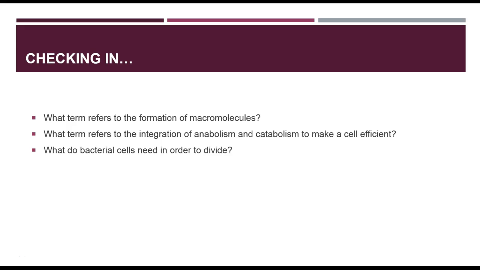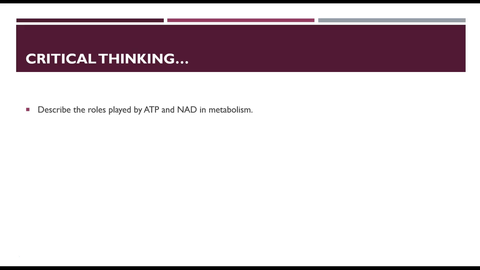And that is the end of mini lecture 7.4. Make sure you go through these questions and that you can answer them correctly. Also review the learning objectives and make sure that you can respond to those appropriately. Our critical thinking question for this mini lecture is describe the roles played by ATP and NAD in metabolism. So make sure that you go through metabolism again and that you understand the role of these 2 molecules.